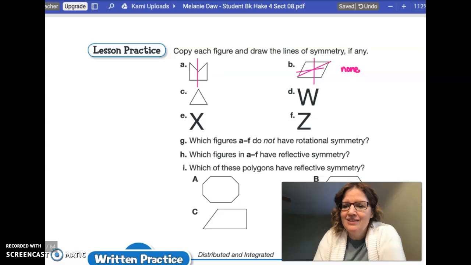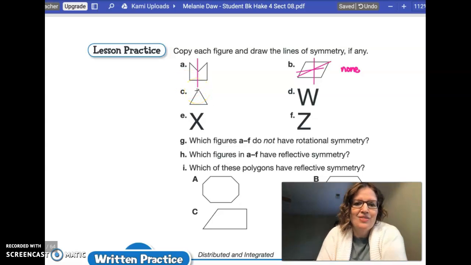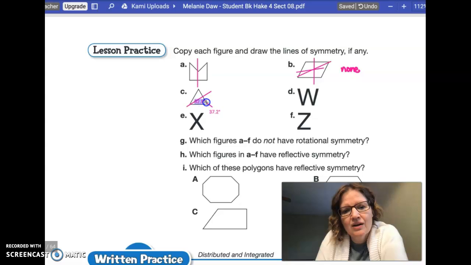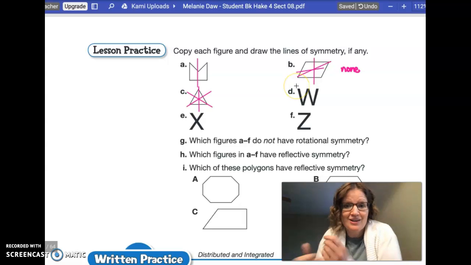Back to our drawing. Here we go. Our triangle. Now let's start here. This looks like an equilateral triangle. So I could put a line of symmetry right here and cut it in half. I could do a line of symmetry right here, and it could be cut in half perfectly. I could draw a line of symmetry right here, and it could be cut in half.